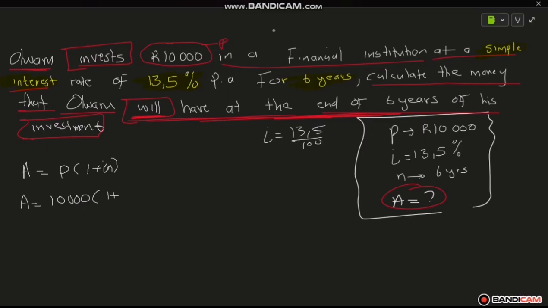So our answer, use your calculator. The answer is going to be 0.135. So this is the value of i. You multiply it by n. The value of n is 6. Therefore A equals, you punch everything into your calculator.